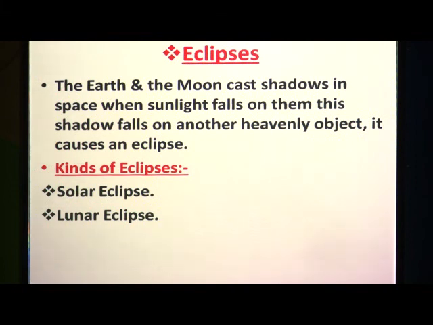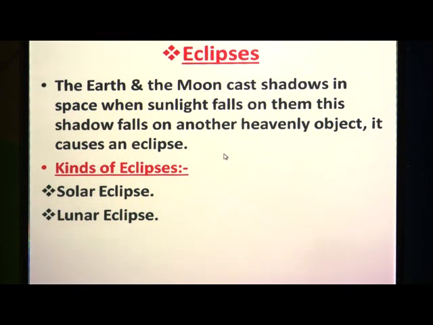Why is this? This is due to the rays of light. In the same way, the earth and the moon also cast shadows in space when sunlight falls on them. This shadow falls on another heavenly object, like other planets, like the moon, like the earth, and it causes an eclipse.